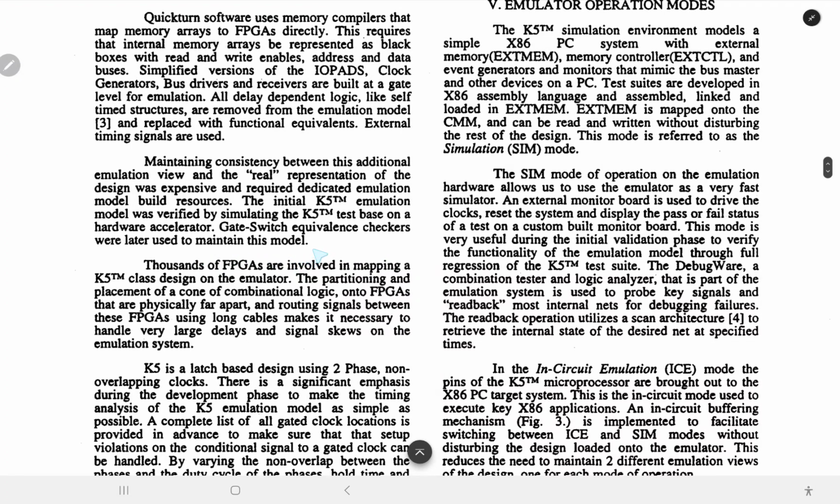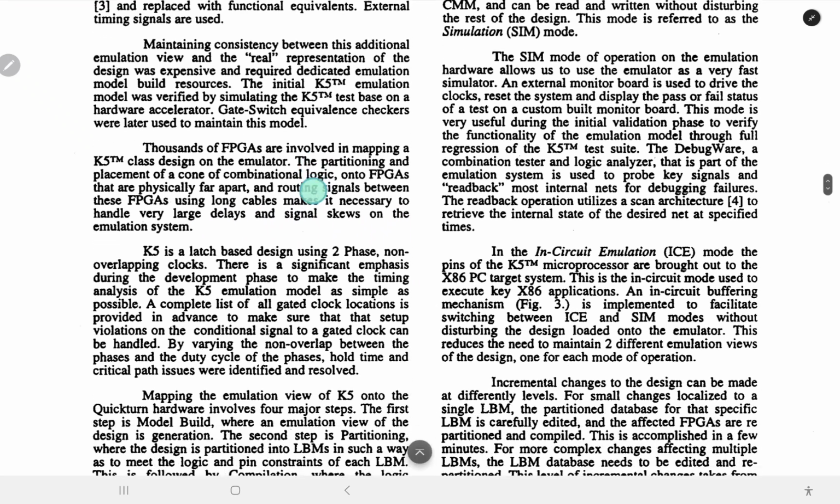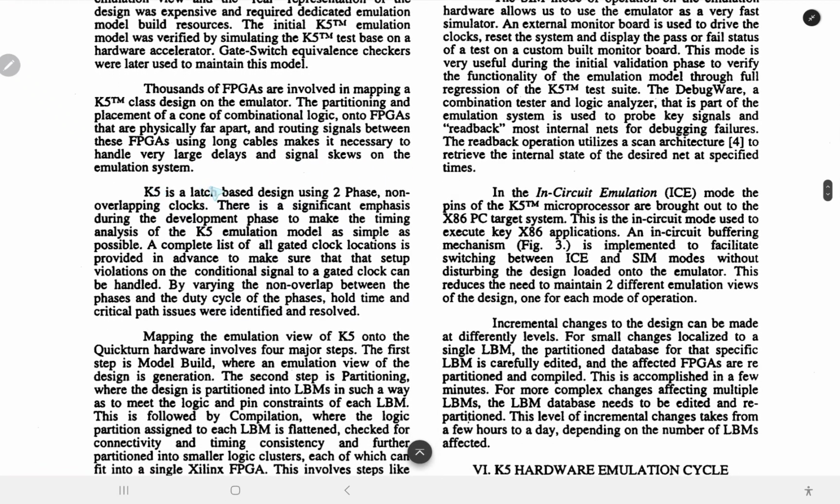Thousands of FPGAs are involved in mapping a K5 class design on the emulator. Partitioning, the placement of a cone of the conventional logic onto FPGAs that are physically far apart, and routing signals between these FPGAs using long cables makes it necessary to handle very large delays and signal skews on the emulation system. The K5 is a latch-based design using two-phase, non-overlapping clocks.